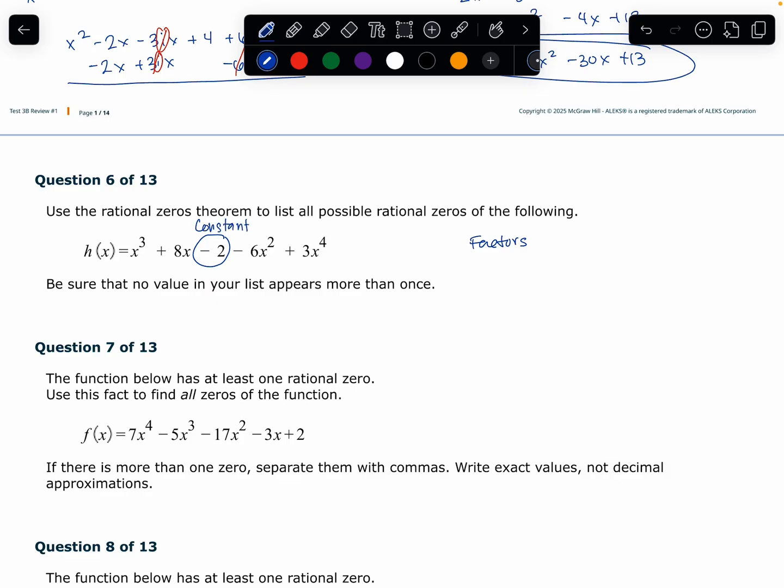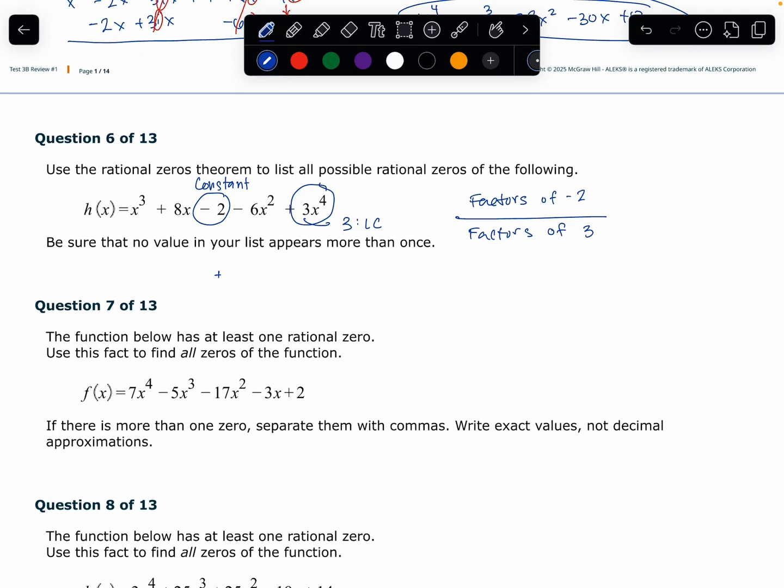That's the constant. And then I need to look for the leading term. So here's the leading term. It's the term with the highest degree, and that makes 3 the leading coefficient. So for the rational roots theorem, we're going to generate a list of possible rational roots by taking factors of the constant term, negative 2, and dividing them by factors of the leading coefficient, which would be 3.